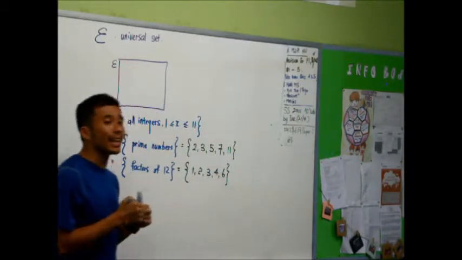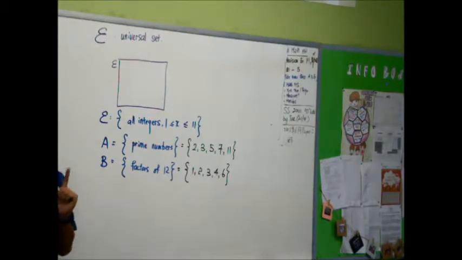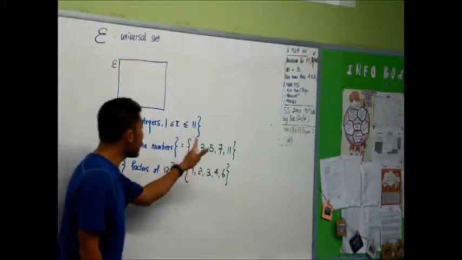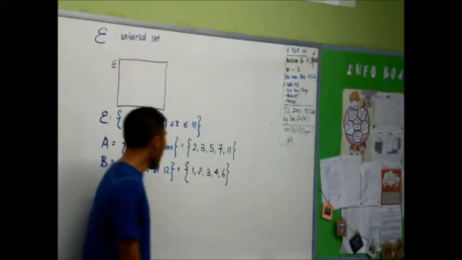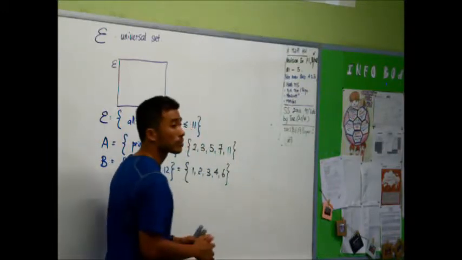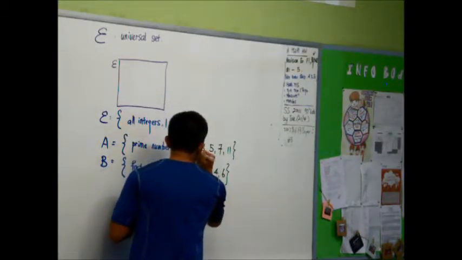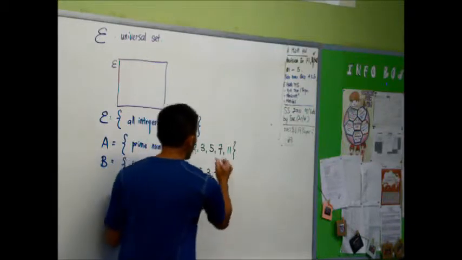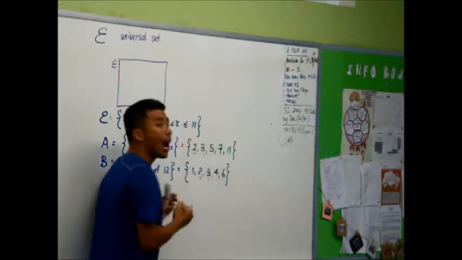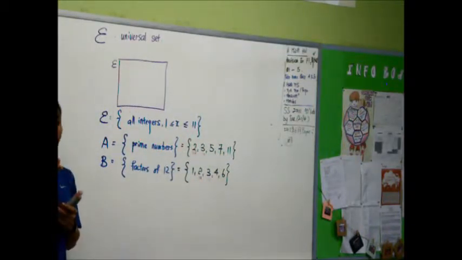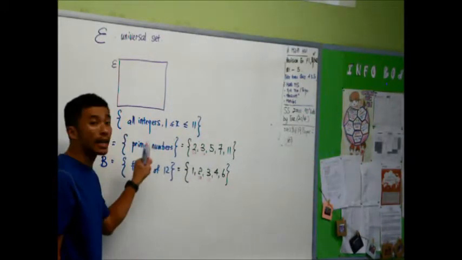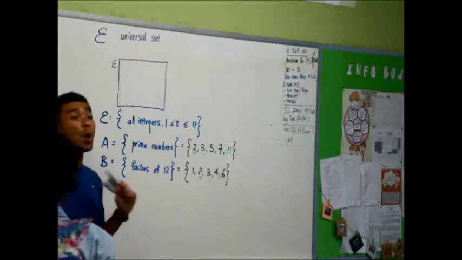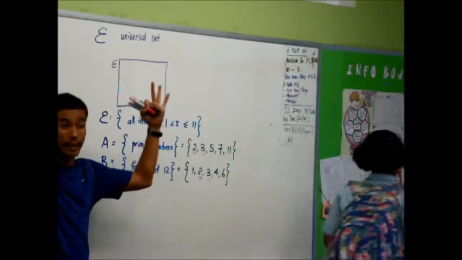Now, the next thing is I will always consider whether there is any overlap of the elements. Any common elements here? Yes or no? Yes. What are the common elements? Okay, there's 2. There's 3. Any more other common elements? Okay, because there are common elements, it means that there is an overlap. If there are no common elements, then it will be 2 distinct circles.